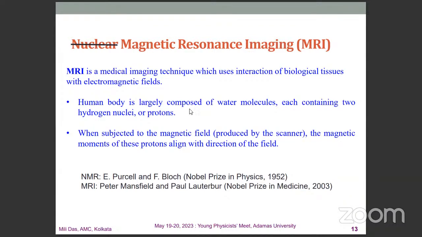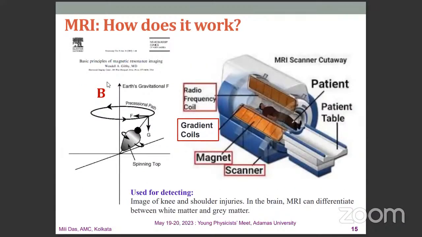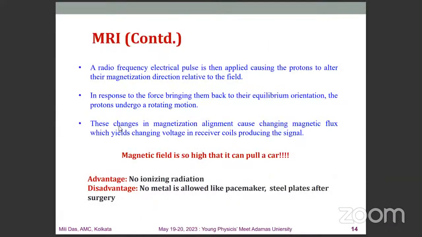The human body is largely composed of water molecules. Water molecules mean hydrogen nuclei, and hydrogen nuclei mean protons, meaning a uud structure, meaning one unbalanced spin would be there, and an intrinsic magnetic moment would be there. Due to this intrinsic magnetic moment, if we apply a strong magnetic field like this, they start to align themselves. In our body, the hydrogen nuclei are there. Then if we apply a small perturbing RF field along this direction, a change occurs, as this slide shows. In response to the RF pulse, bringing them back to their equilibrium orientation, the protons undergo a rotating motion, and these changes in magnetization alignment cause changing magnetic flux, which yields a changing voltage in receiver coils, producing the signal.